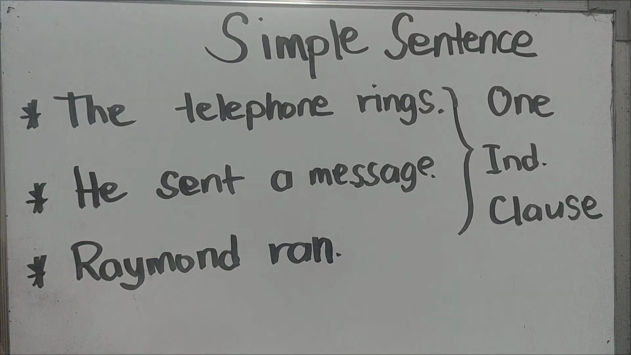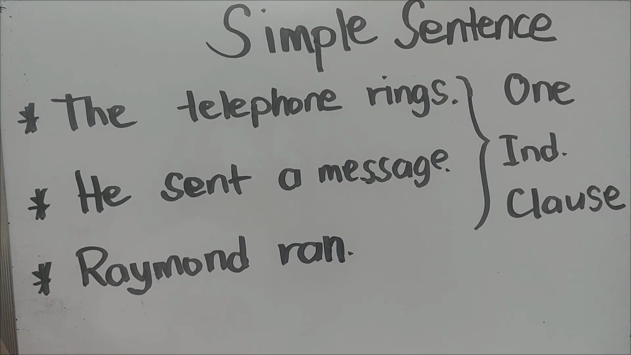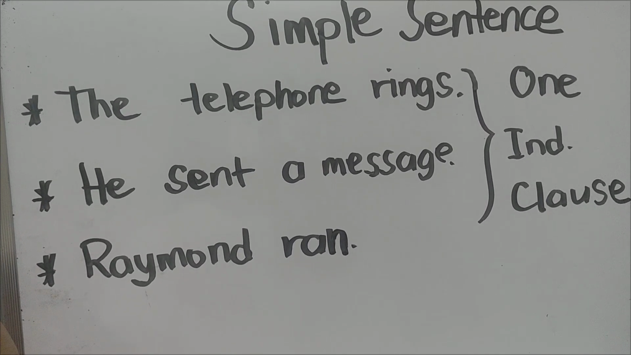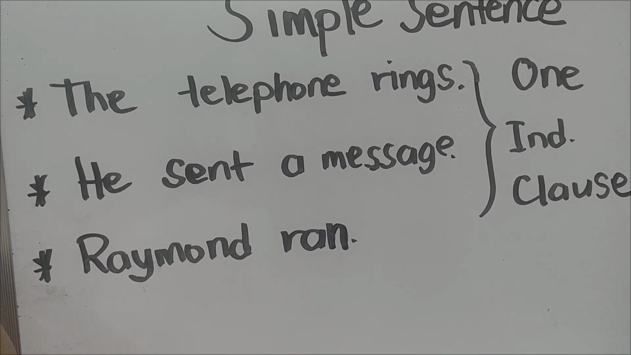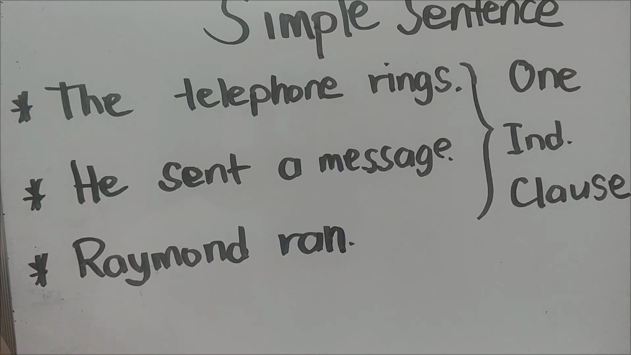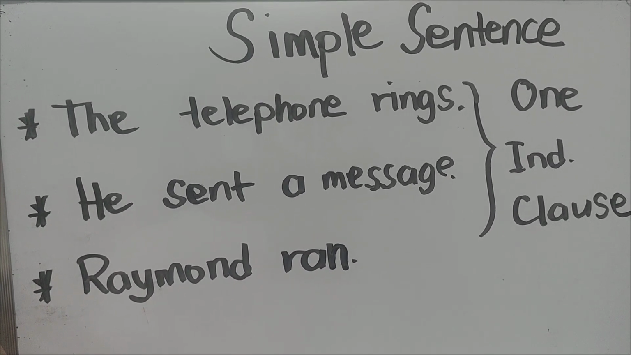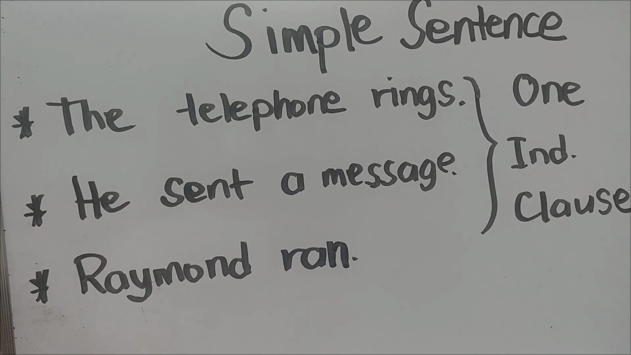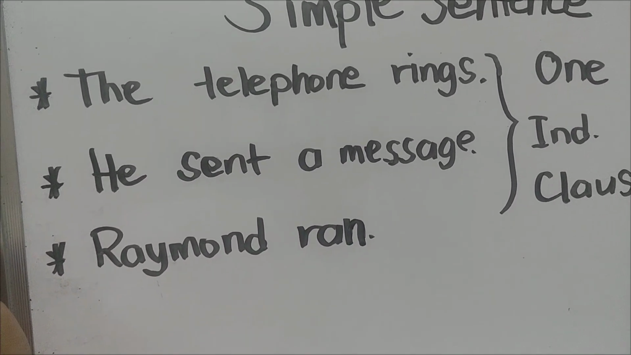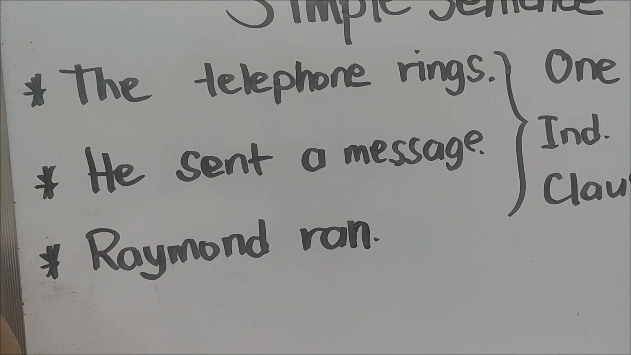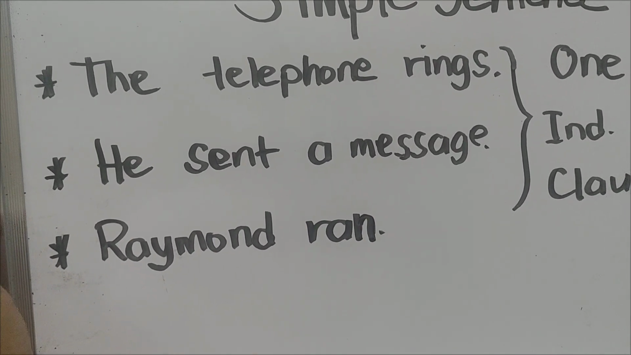So the first structure of a sentence is called a simple sentence, and as the name suggests, it's very simple. You have one independent clause, and it stands as a sentence on its own, so it's simple. So some examples: the telephone rings, he sent a message, and Raymond ran.